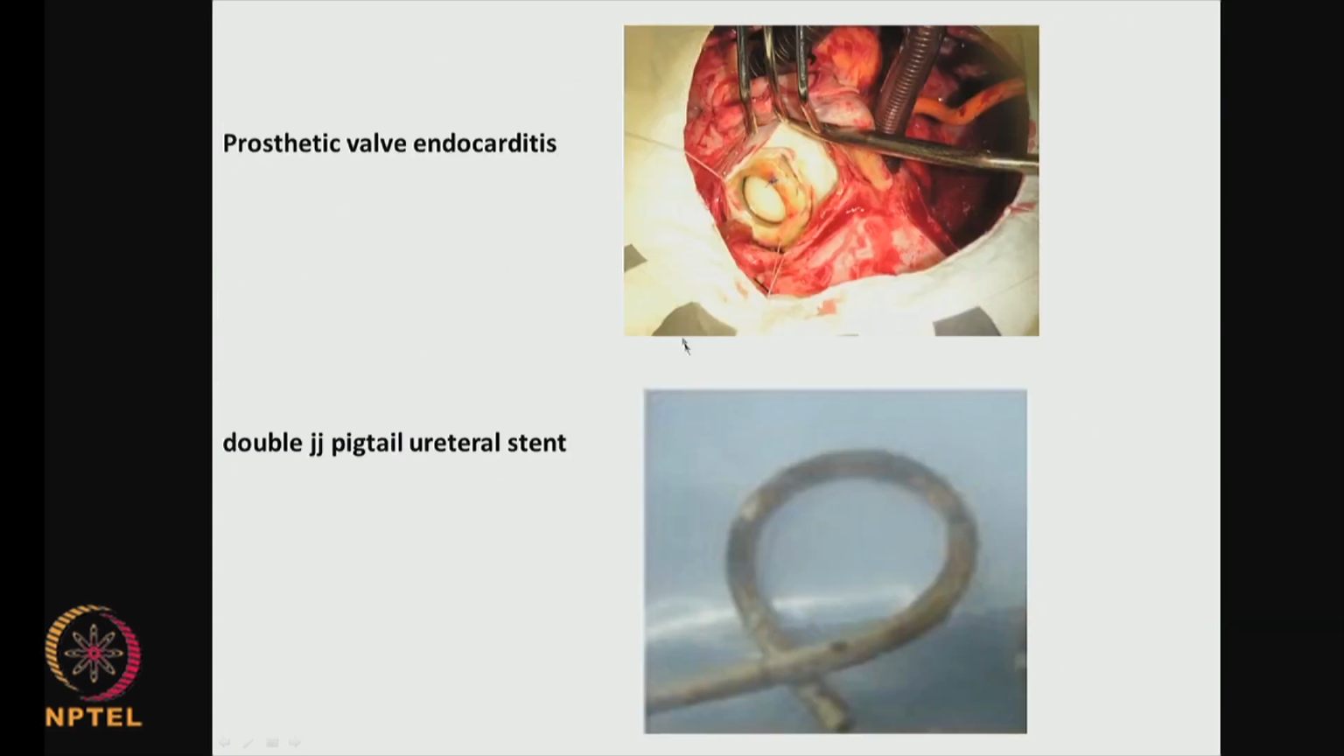Some more pictures, look at this. This is a prosthetic valve, and you can see a lot of biofilm growth. Look at this, this is a urethral stent. This is called a double JJ pigtail urethral stent. You can see bacterial infection. Generally in the urinary region you may have bacteria like E. coli or Proteus mirabilis there. So, biofilm is very common in medical implants. It could form even within a few hours, and it could last for years and years.